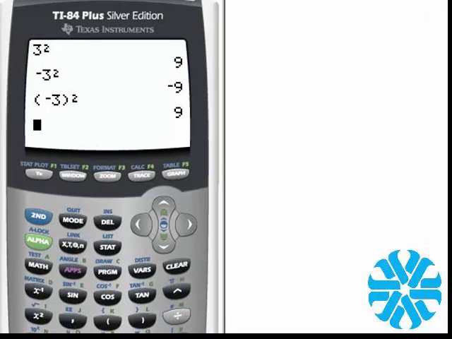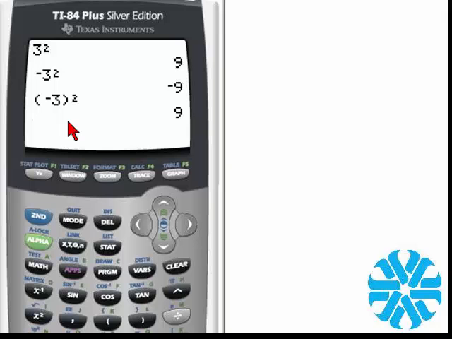Now, the common error is that many students think that this is actually read as negative 3 raised to the second power. And it is incorrect. What this actually means is the opposite of 3 squared. Because what you're squaring is the 3 only, not the negative sign. So this means that you're taking the opposite of 3 times 3, which is equal to negative 9.